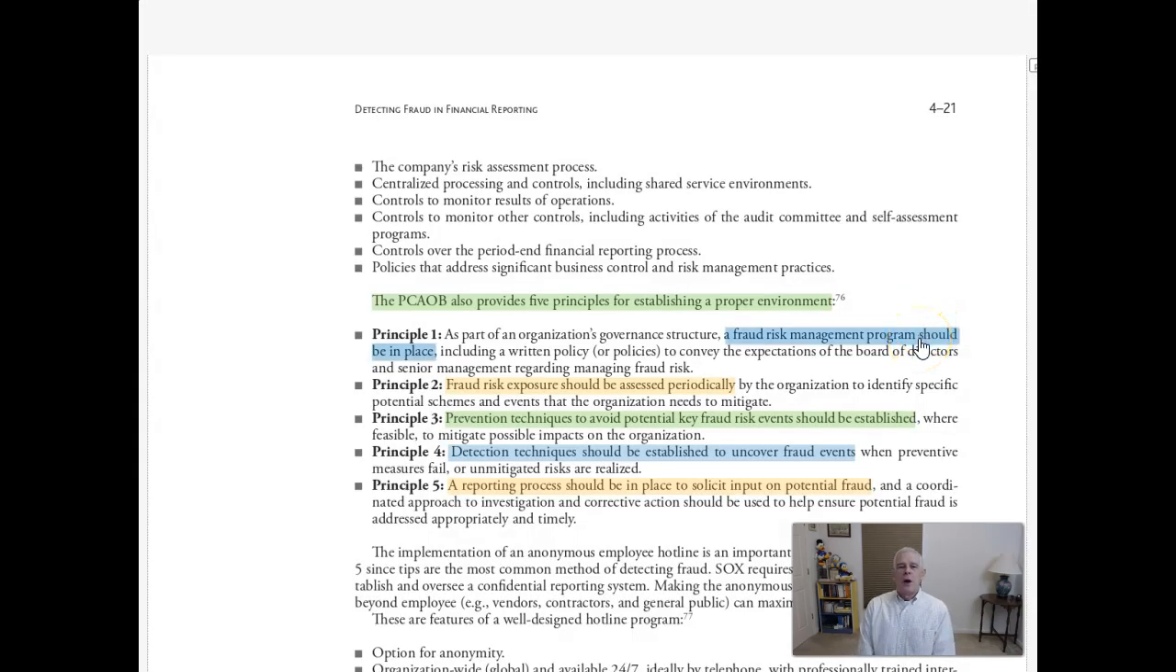The PCAOB also provides 5 principles for establishing a proper environment. So do you have a good environment for internal controls, and are the internal controls being followed? So again, principle 1, I'll just look at the first couple here. You have a fraud risk management program, and it should be in place. Written policy and so forth. Number 2, fraud risk exposure should be assessed periodically. And then you can read 3, 4, and 5 yourself: techniques, prevention, detection, and a reporting process.